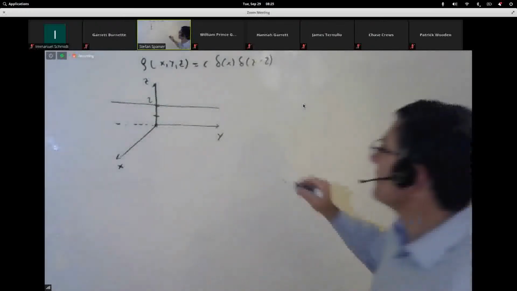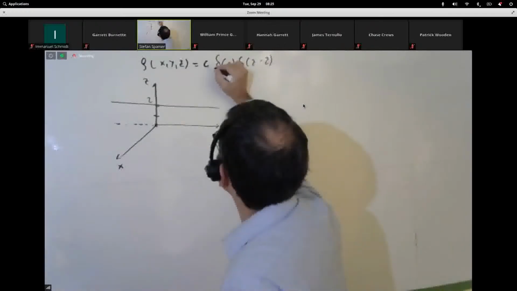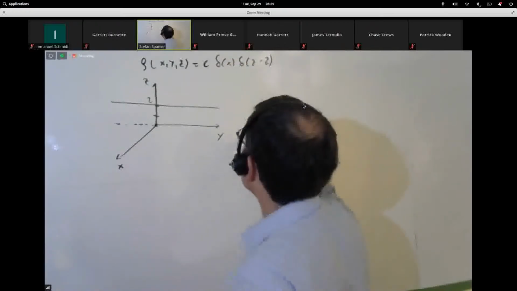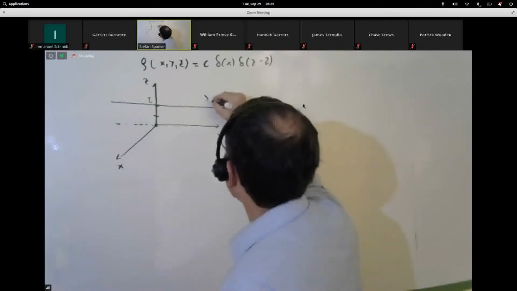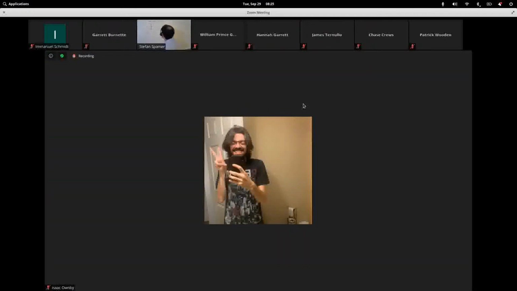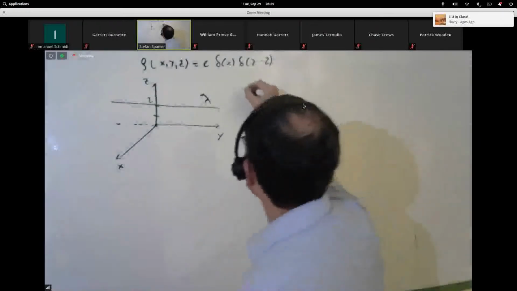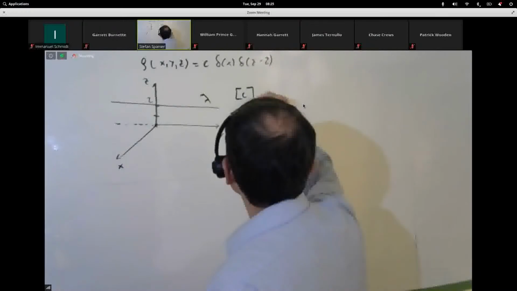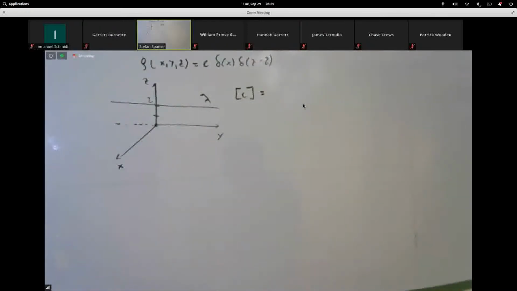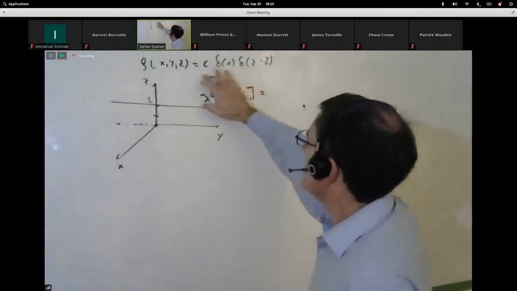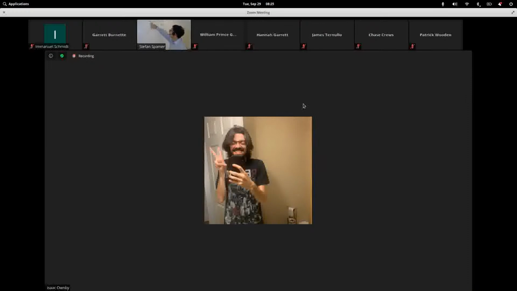And then C is what? Or what is this to begin with? This is our line charge density, no? Because now it only depends on one coordinate. And so now I ask, what's the unit of C? Now we could do it step by step. Coulomb meters?